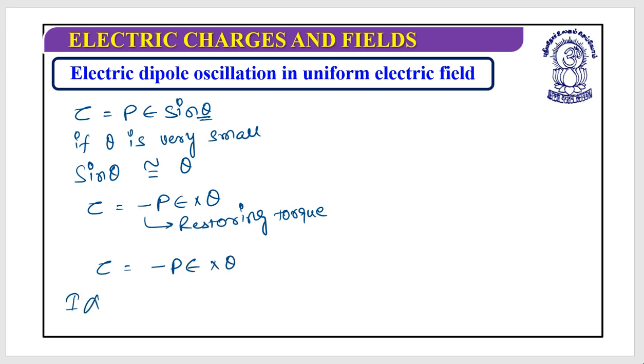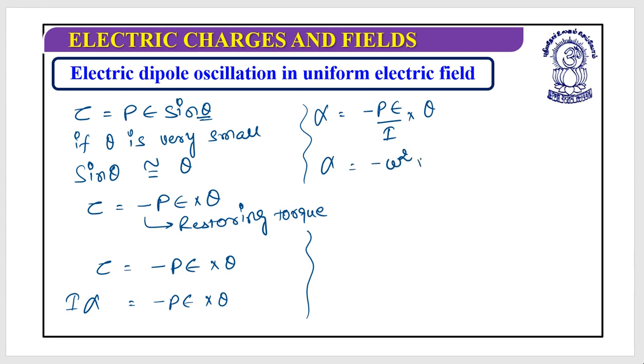Now torque is I alpha, which equals minus PE theta. Now as I know, alpha is equal to minus PE by I into theta. Now compare this with the condition of angular SHM: alpha equals minus omega square theta. Look at this: here it is alpha, this is alpha, this is theta, this is theta. So I can compare omega square with PE by I. Yes, now it is very easy: I can write omega as root of PE by I.